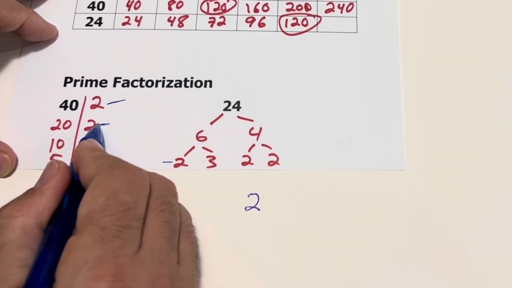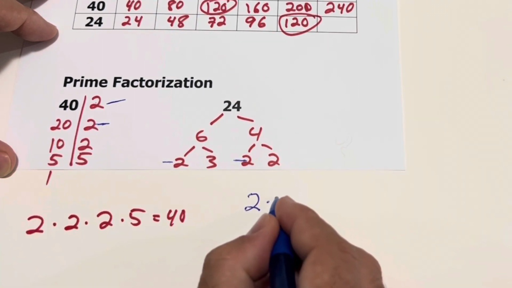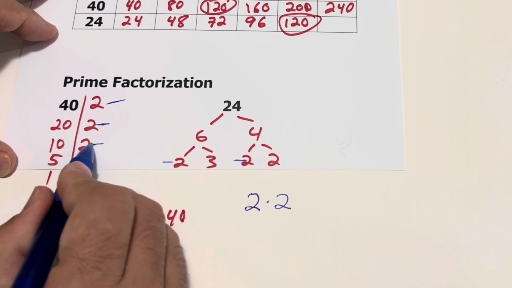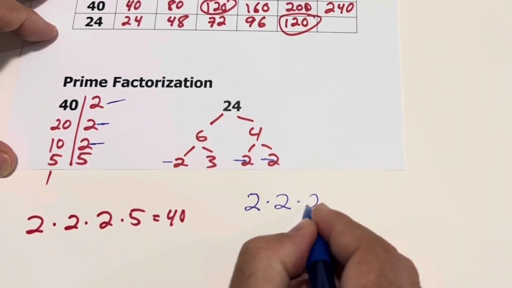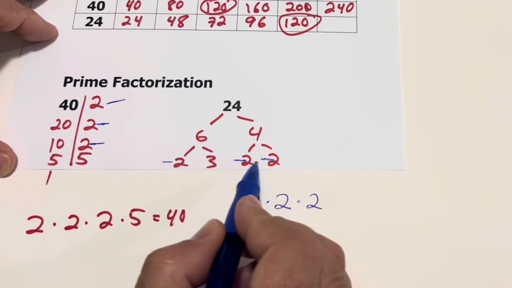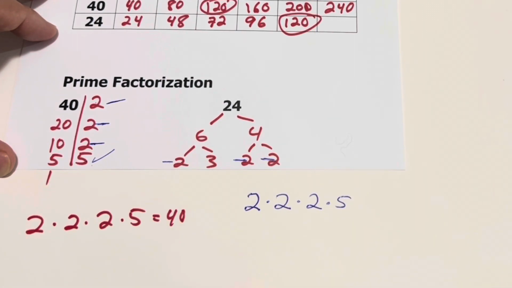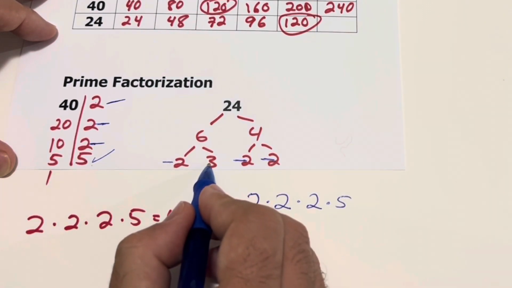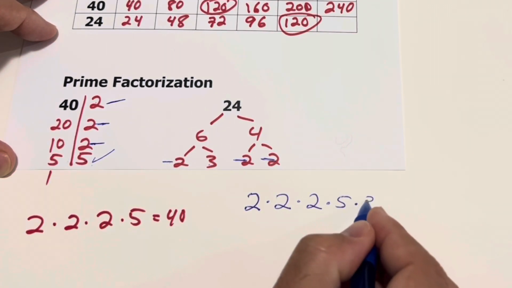I have another 2 and another 2. I'm going to take 1 times 2. I have another 2 and I have another 2. So I'm going to take another 2. Then this one has a 5, but here there is no 5. So I need to take the 5, so times 5. And here I have a 3, and here I don't have a 3. So I need to take the 3 also, times 3.